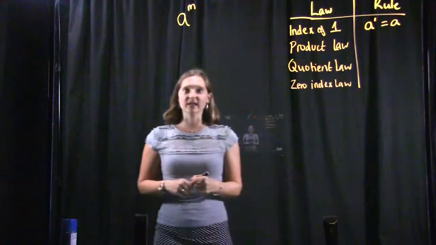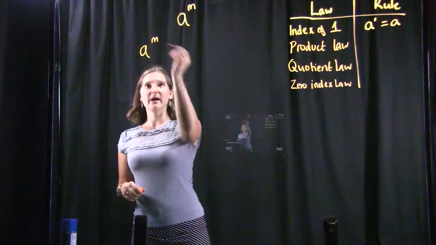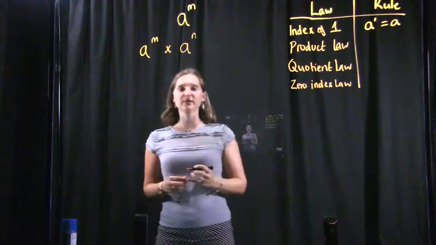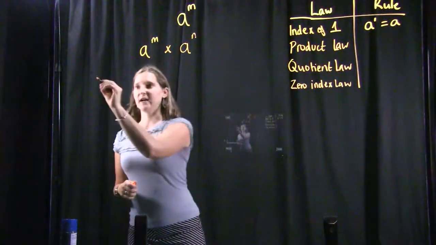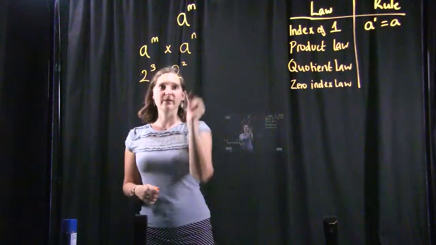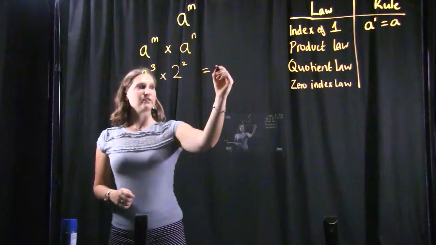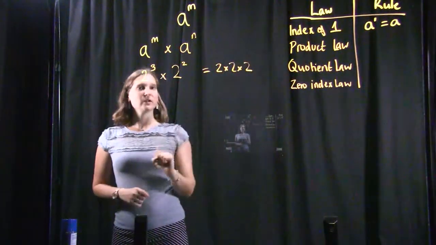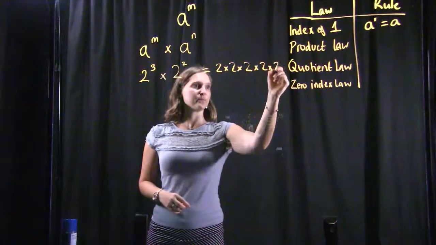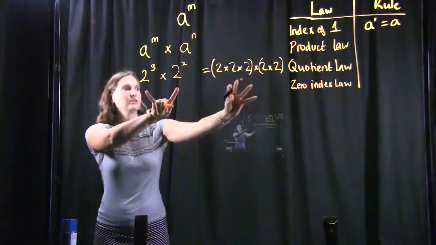The product law then, the next one we're going to look at, is when you have a number raised to a power, which is multiplied by the same number raised to a different power. So for example, let's have 2 to the power 3 times 2 to the power 2. If we write this out into expanded multiplication, we have 2 times 2 times 2. Those are our 3 for our 2 to the power 3. Then we have 2 more for our 2 to the power 2. If I put brackets around those, then you can easily identify where our 2 terms have come from.